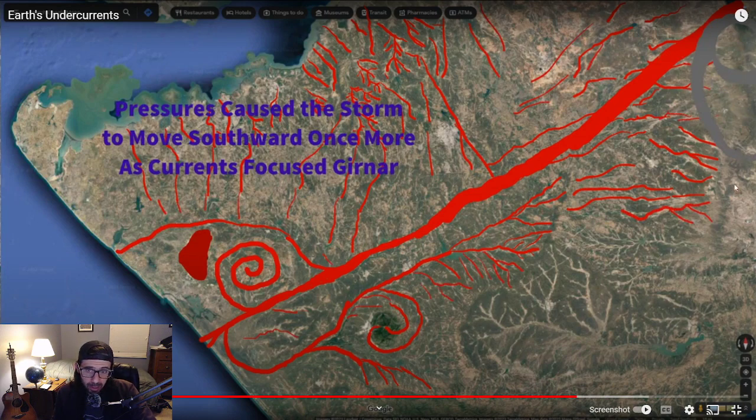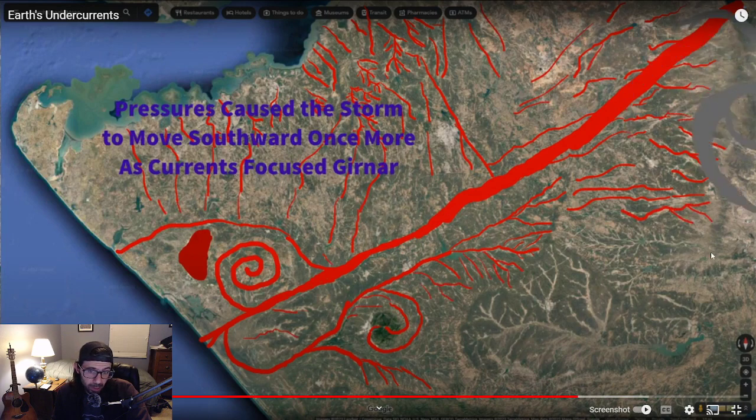It may be that in some stretch of this, the storm is not so much participating in the emissions of the basalt as much as the shaping of the emissions. I'm not sure. Although the later part of the Deccan traps in actual mainland India is probably suggestive that there was basalt throughout it all flowing relative to the storm. Okay. Pressures cause the storm to move southward once more as currents focus Gurnar.